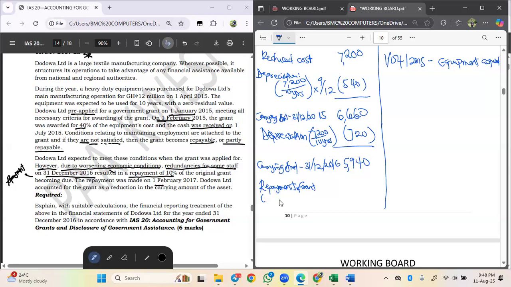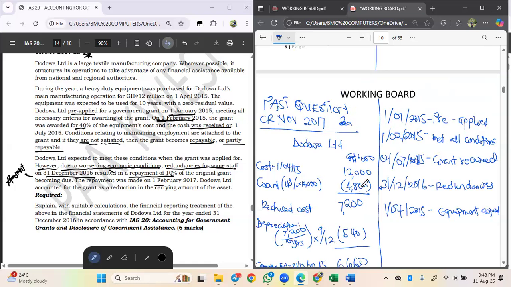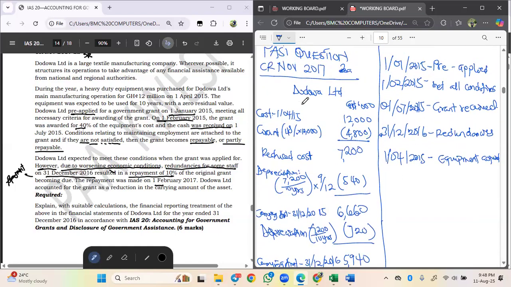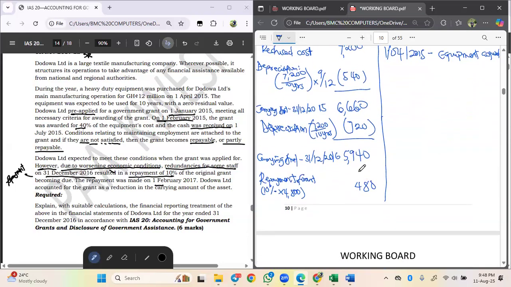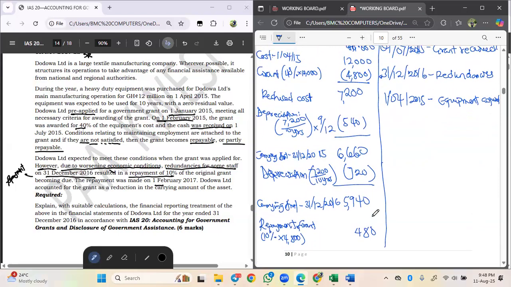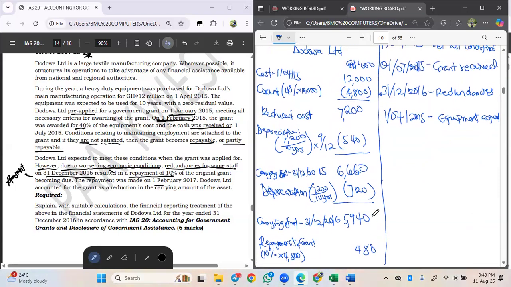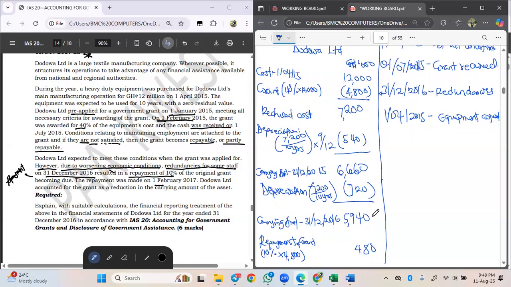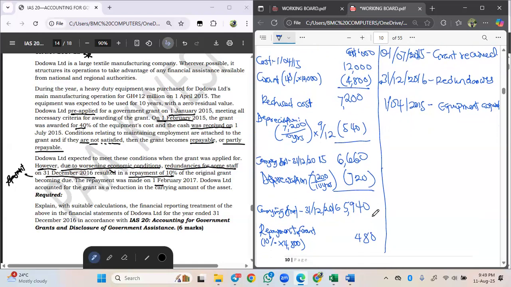They are saying they should pay 10% of the grant. Now the grant was originally 4,800 times 10%, 480. And I told you, from the date that we acquired the asset or the date that the grant was received up to the date they failed their conditions, how many years? One and a half? 3 years and some months? One and a half. Hey, are we sure?